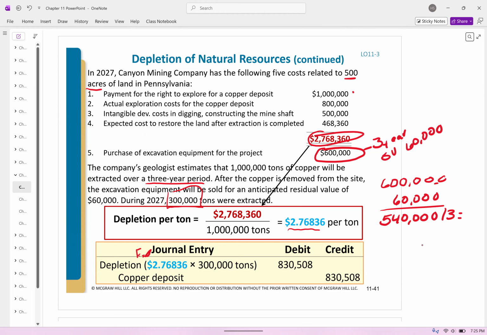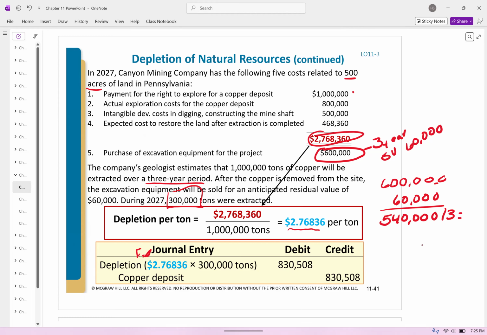International Diners Corporation began operations in 2027. Early January, the company purchased the following two intangible assets. So they have a $200,000 franchise, and that is over 10 years. They actually give you that math right down there, which will give us an amortization expense of 20,000.